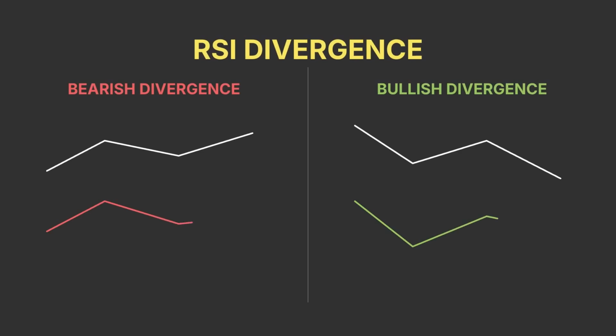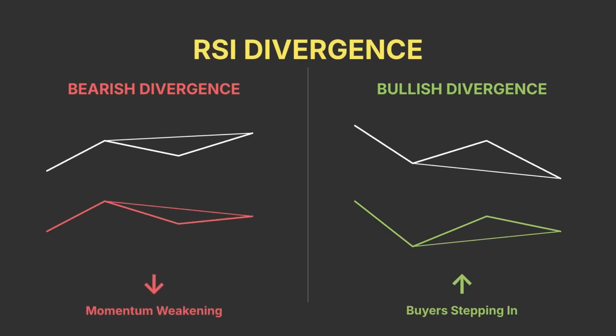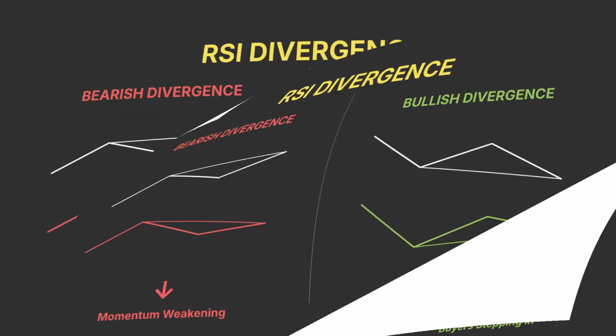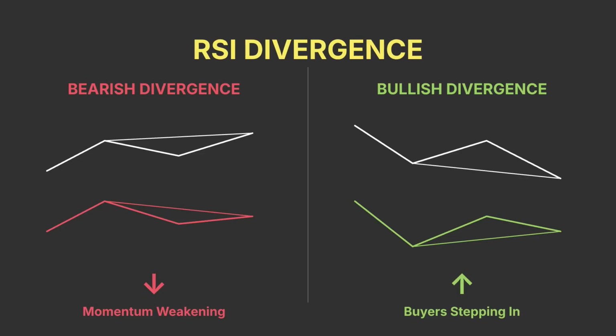Bearish divergence, price makes a higher high, but RSI makes a lower high. Price is going up, but momentum is weakening. This is a warning that the move up is losing steam, and a reversal may be coming. Bullish divergence, price makes a lower low, but RSI makes a higher low. Price is still falling, but momentum is strengthening underneath. This is a signal that buyers are quietly stepping in, and a bounce is possible.